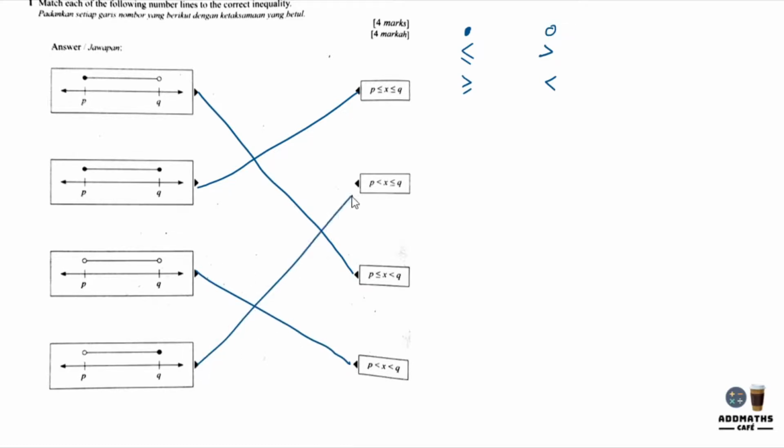Alright, so in this case, the P here has equal, but the Q without equal. So P has equal, Q without equal. So let's connect this. P has equal, Q has equal. So this is this. P and Q has no equal, so the answer is this. And the left one is this one. So 4 marks, very easy.